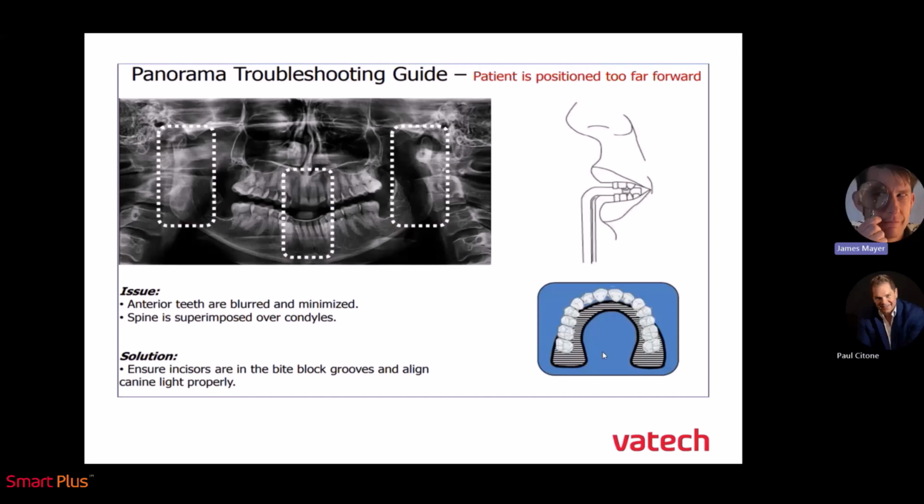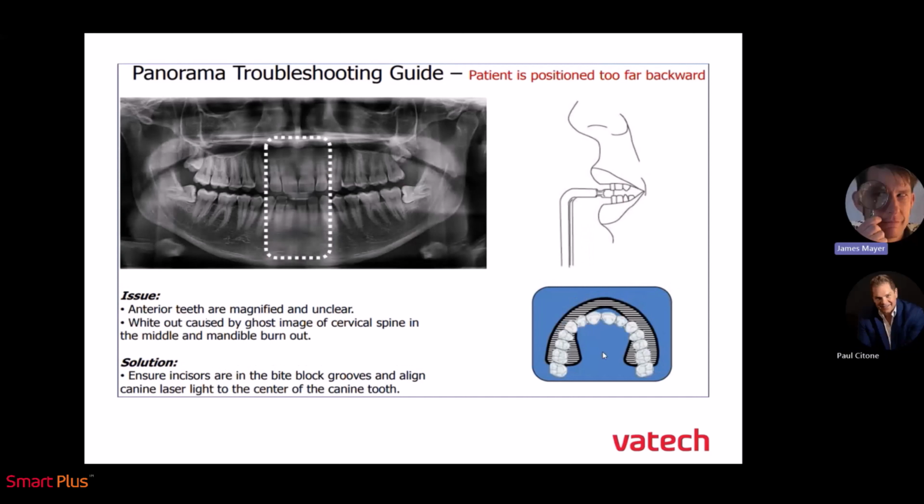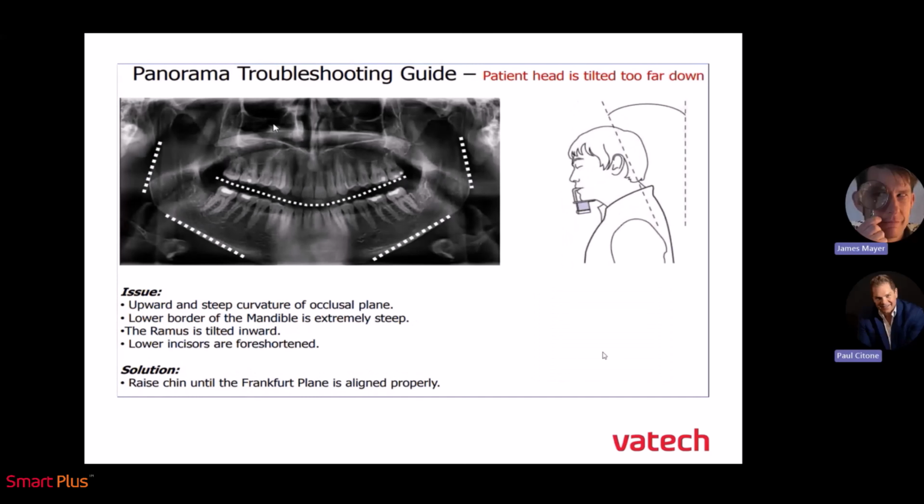Right. Now, there's also another extreme, if they're biting too far back off of the bite stick, or maybe the canine light is not lined up. We have that too far mesial. This is where we get that blurry anterior, you can see. And so we're out of that focal trough. Right. And it's causing that blurry anterior. So in this next image, we can see that the patient's head is tilted too far down, or angled too far forward and too far down. You can see the curvature of the occlusal plane is off.